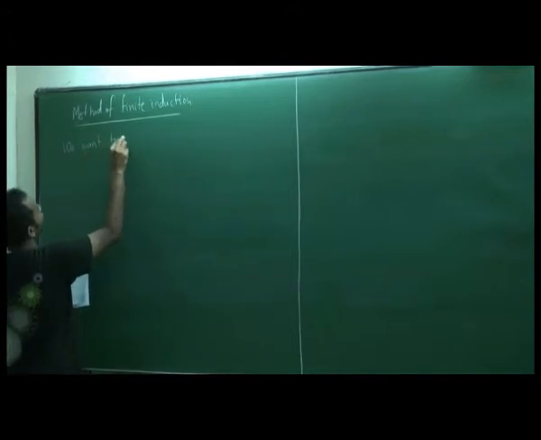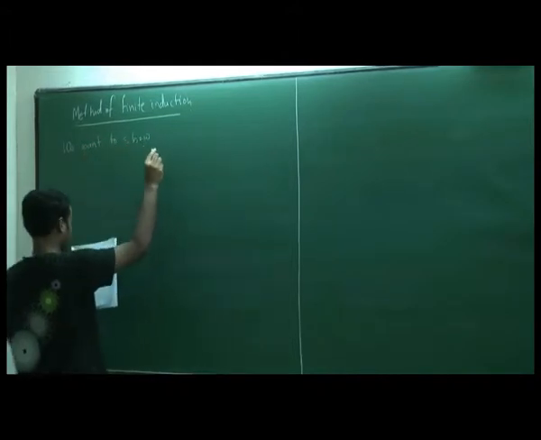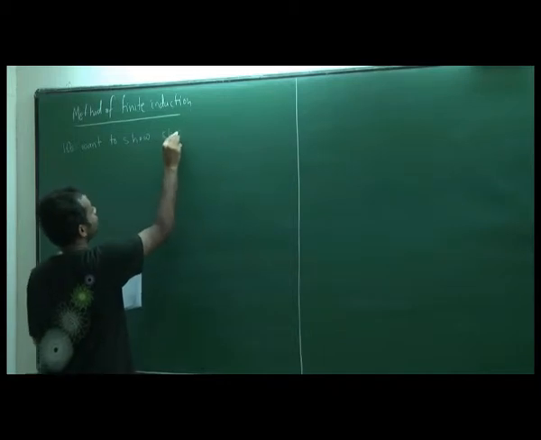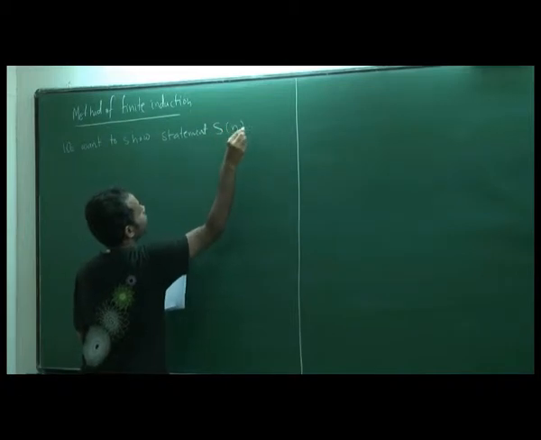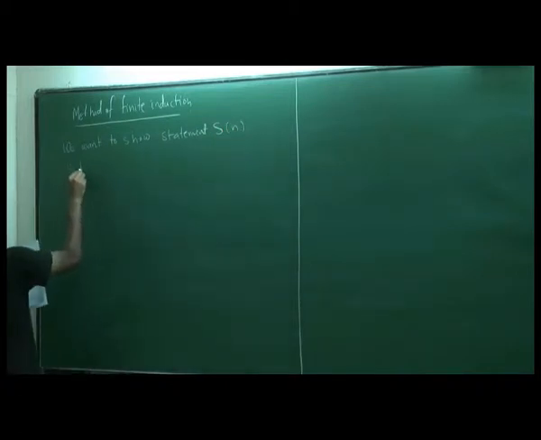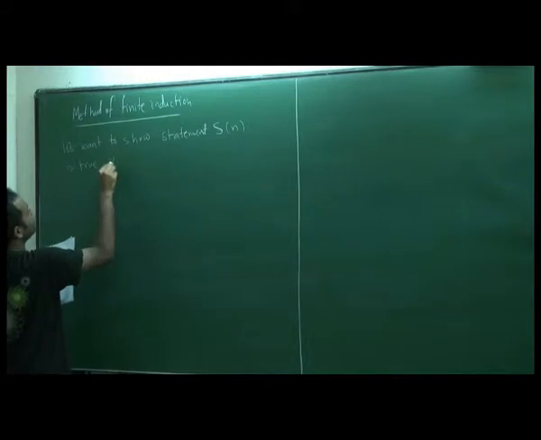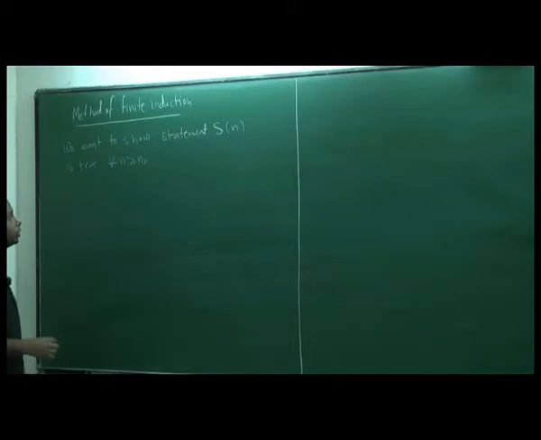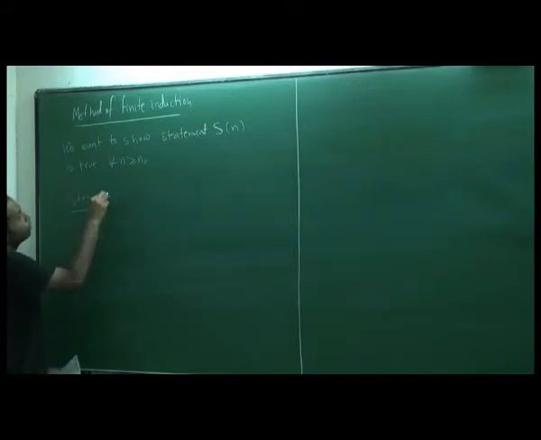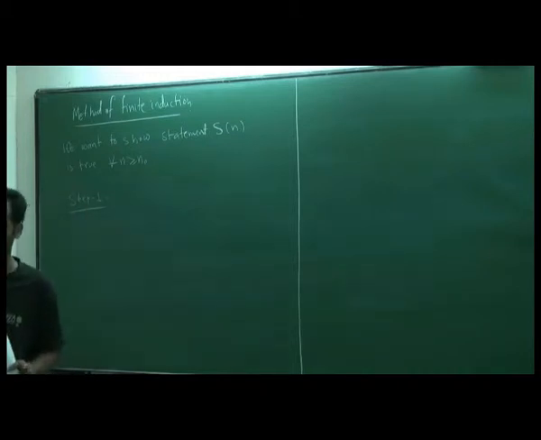So S(n), we want to show that statement S(n) is true for all n greater or equal to n naught. And now tell me what is step 1. Can anyone tell me what's step 1?